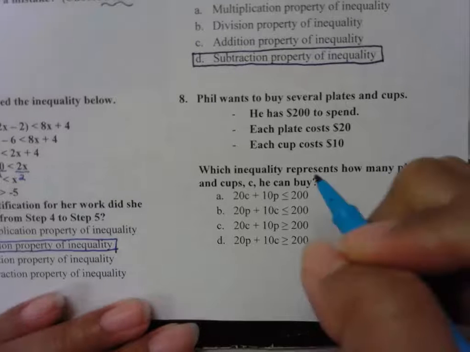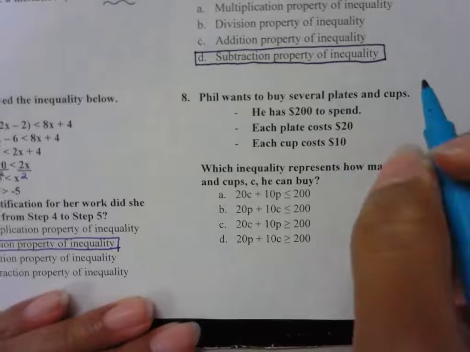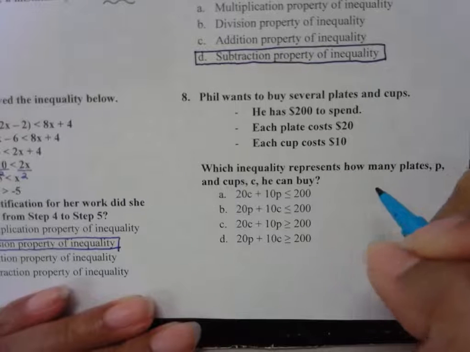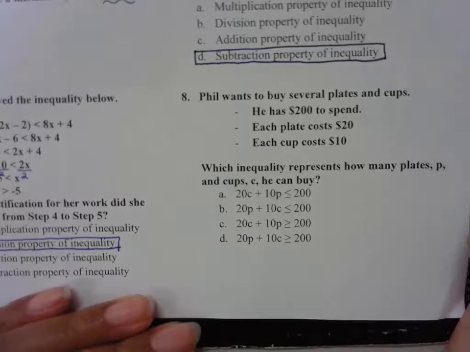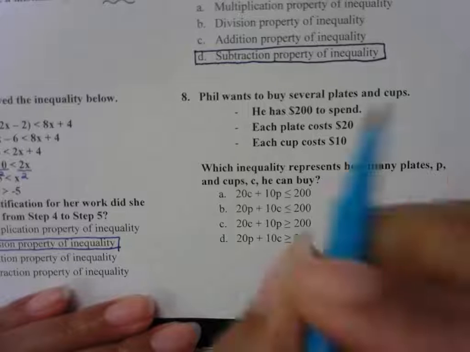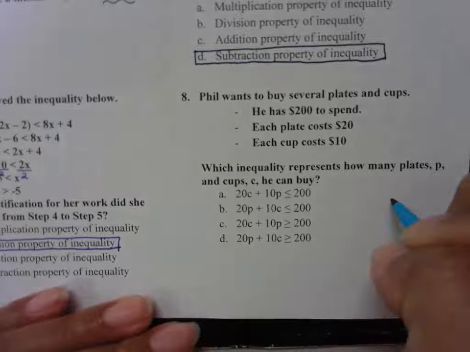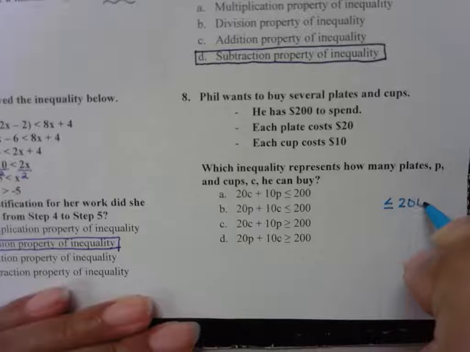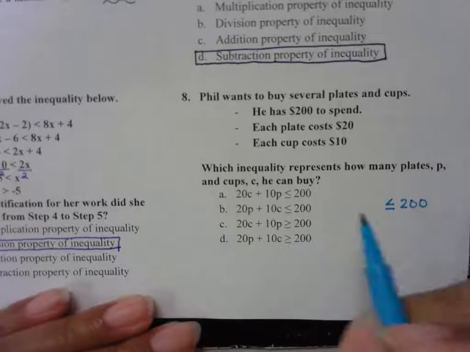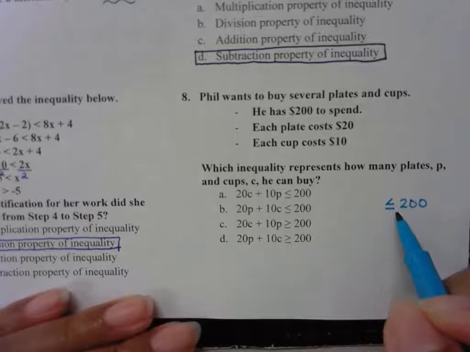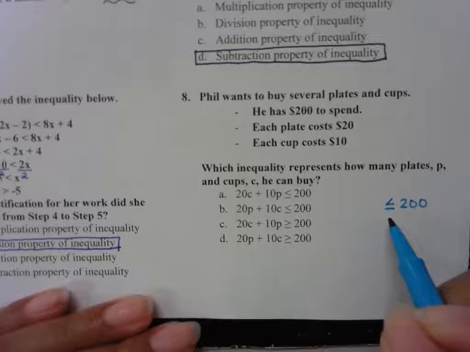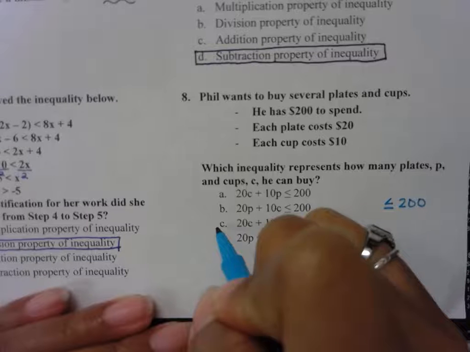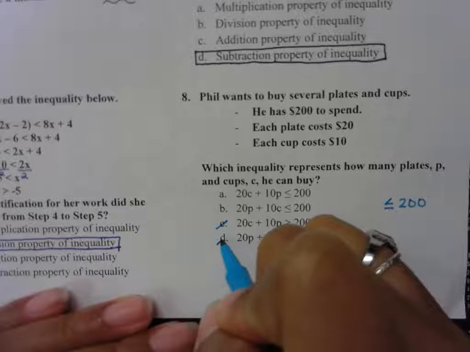So we know the most he can spend is 200. He can't spend 201. He can definitely spend 195 if he feels like it, but he can't spend more than 200. So I know everything else has to be less than or equal to 200. So if I know it's already less than or equal to 200, I can eliminate 2 answer choices, C and D.